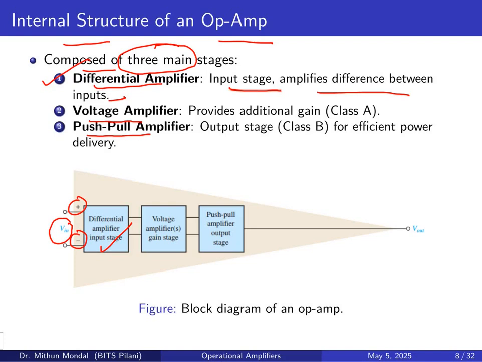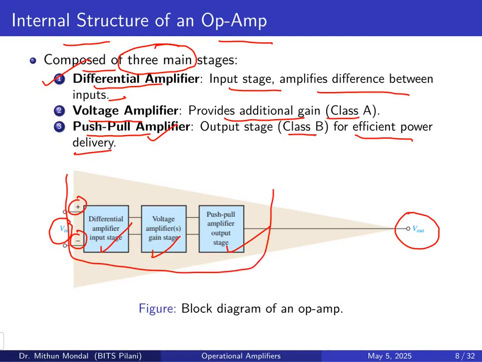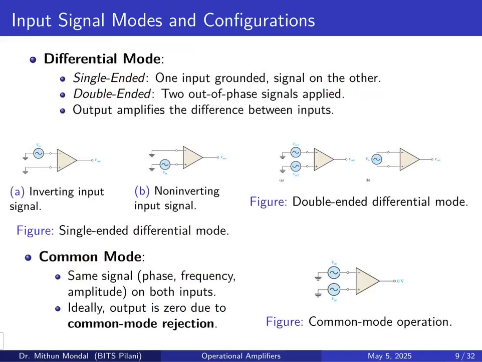amplifier, it gets amplified. In the second stage, we have the voltage amplifier, which is the class A amplifier, as we have discussed in the previous lectures. It provides additional gain. In the third stage, we have the push-pull amplifier, which is class B. This is also discussed, for efficient power delivery. So we will be getting the voltage output, and these three will form the internal stages or the block diagram of an op-amp.